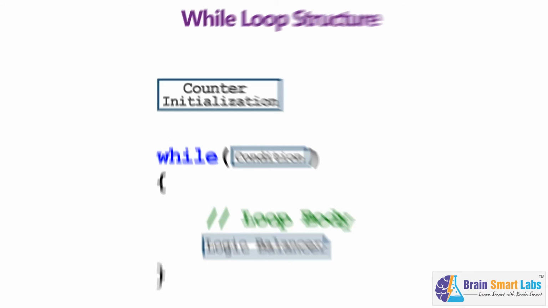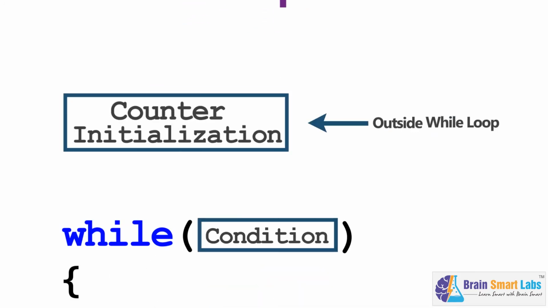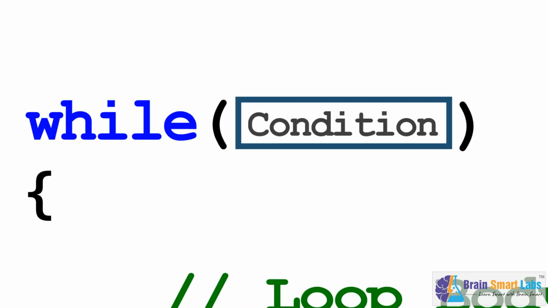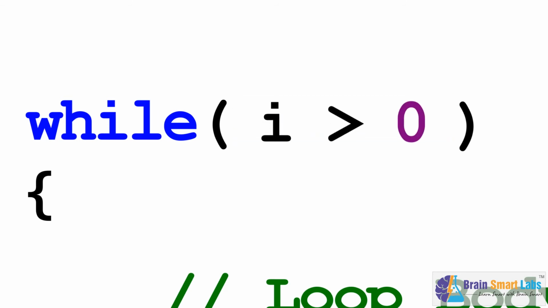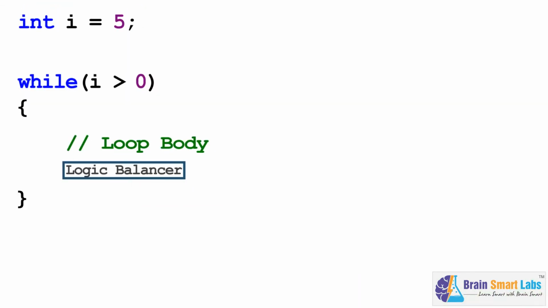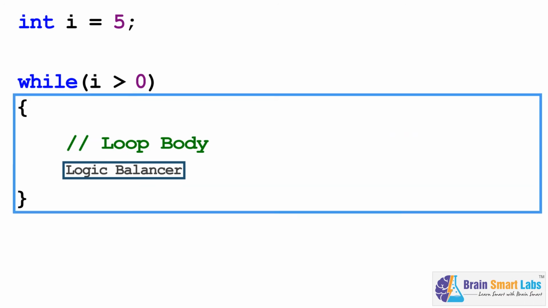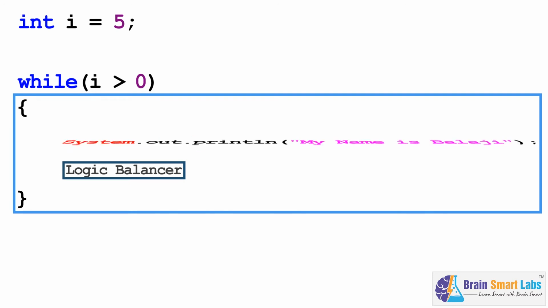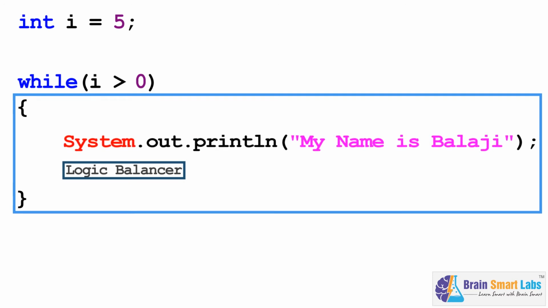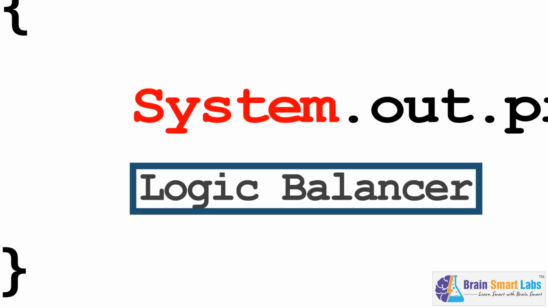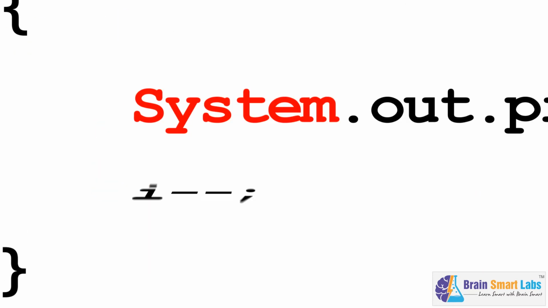The counter declared above is first initialized to a numerical value 5. Inside the while loop condition, we say the loop will function till the value of our counter is greater than 0. The loop body here can have any number of statements, but for now, let us write only one print statement "My name is Balaji" as in our previous example. The logic balancer here, which is to be added explicitly in this program, decrements the counter value by 1 for each loop cycle.